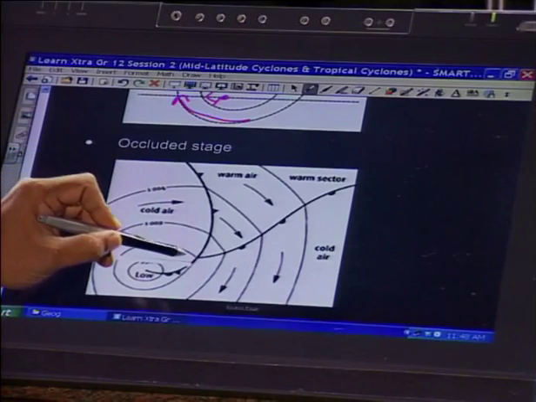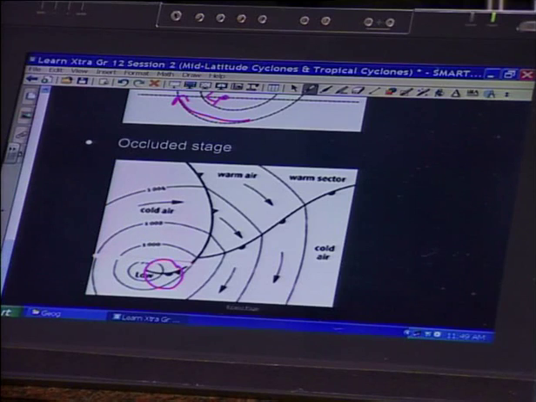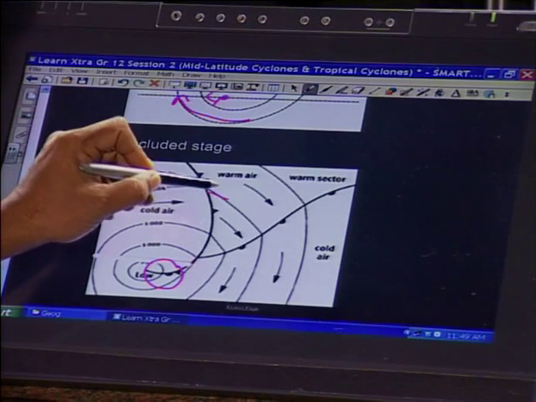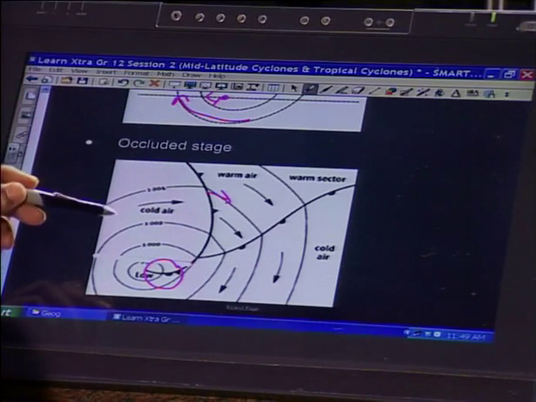When we look at the occluded stage, we would actually find that in the occluded stage, there is joining of the fronts, as you can see it down here. Okay? This actually means that the cold front now has caught up to the warm front. And as it goes in, remember the warm air is light. Okay? It's energetic. And the cold air from the cold front is heavy and dense.